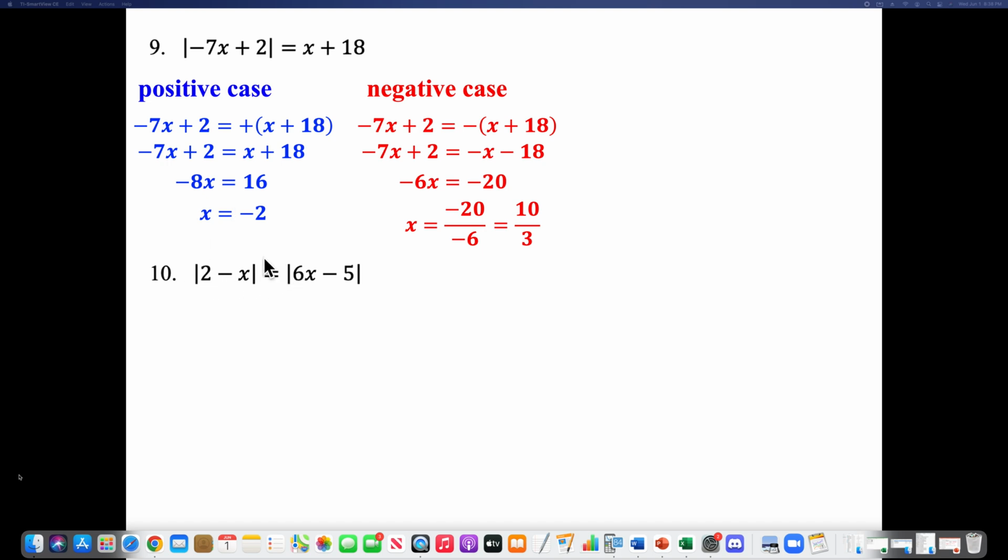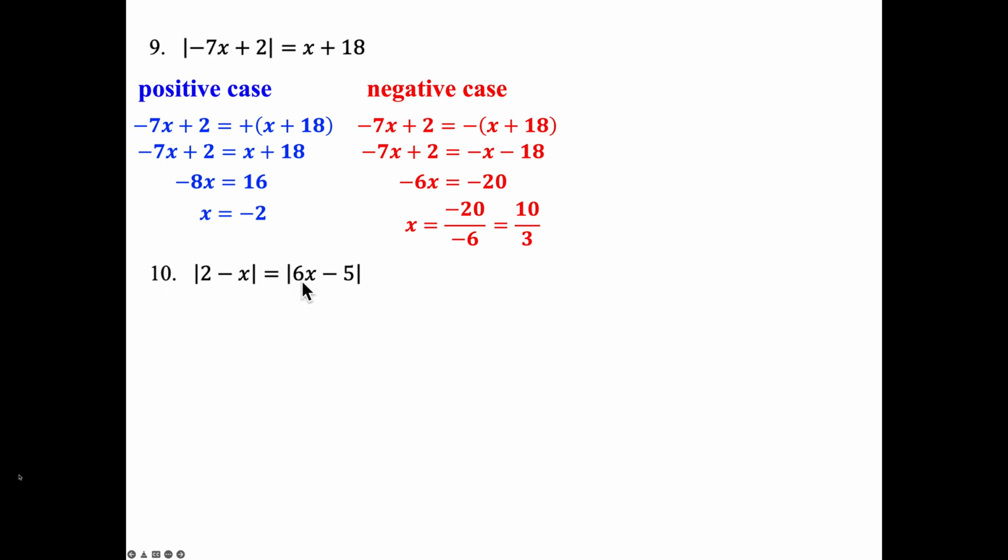All right, number 10. Oh, wait a minute. We have a variable expression instead of each set of absolute value bars. So here's what you want to do. Pick one where you're going to drop the bars and make one positive and one negative like I did on the top. So I traditionally always leave the left side alone.